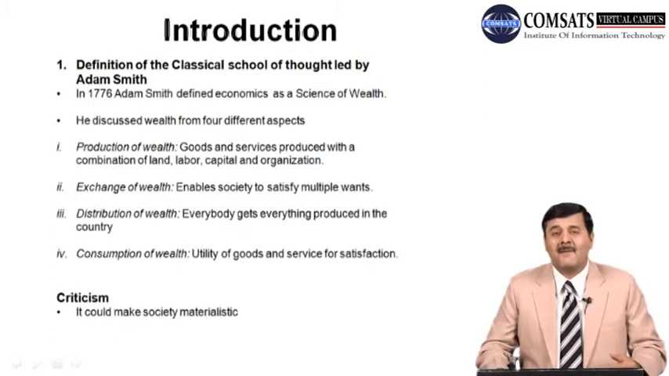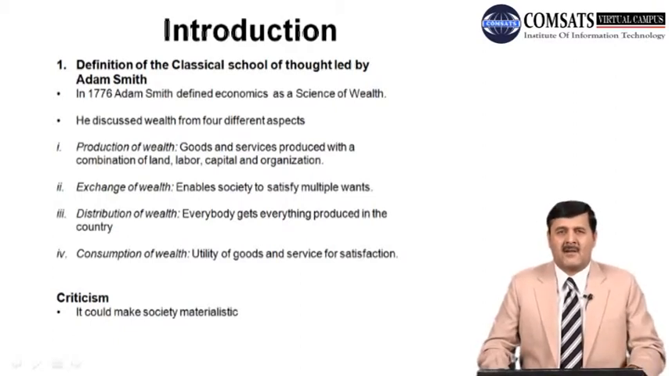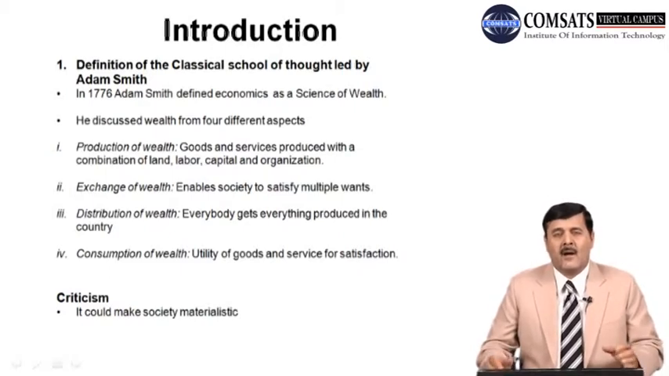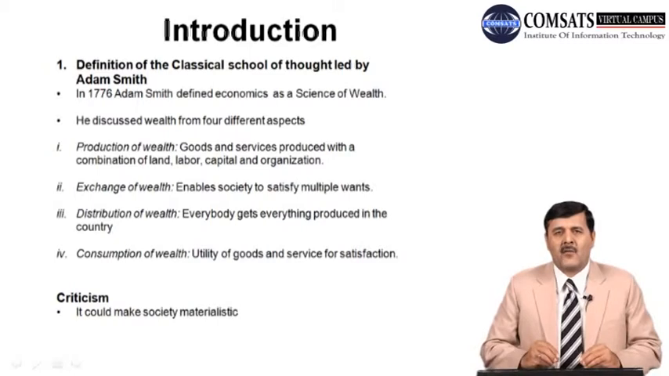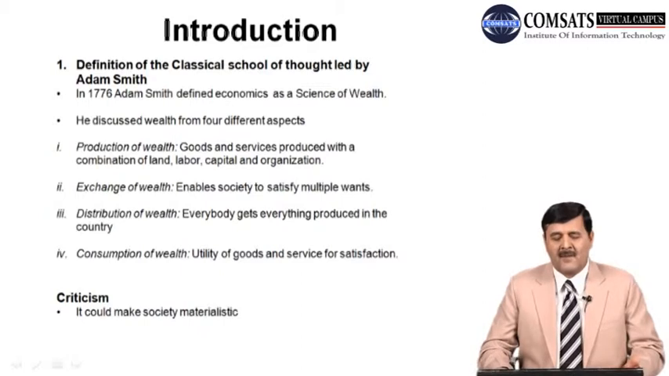He discussed wealth from four different aspects, from four different perspectives. He said it is a science of wealth where we talk about production of wealth: how wealth is produced, how goods and services are produced in the country, and what the factors of production are, labor, capital, and organization. What mix of these factors of production is used to produce goods and services in the economy. So Adam Smith said that economics is a science of wealth, in which we talk about production of wealth, then we talk about exchange of wealth, which enables society to satisfy multiple ends, right?